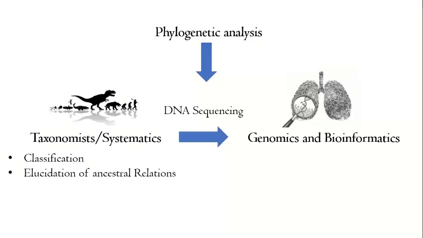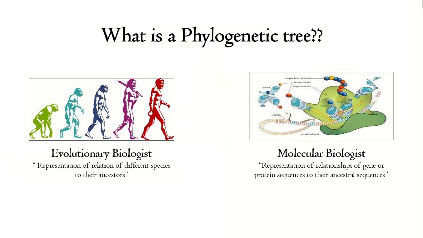But let's just answer one question here. What exactly is a phylogenetic tree? So to an evolutionary biologist, a phylogenetic tree is a representation of the relation of different species to their ancestors, whereas to a molecular biologist, it is a representation of the relationship of a gene or a protein sequence to their ancestral sequences. And in both of these cases, it is the relationship of an entity to its predecessors.